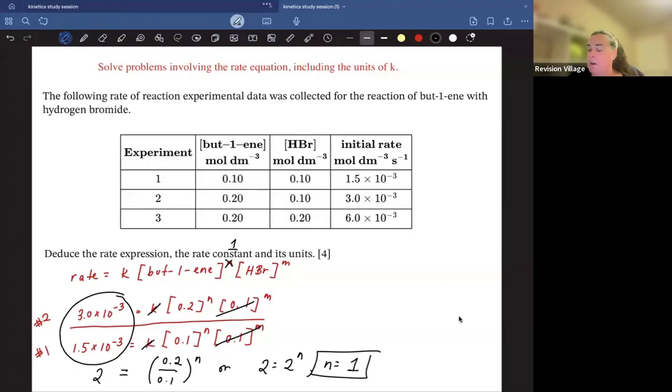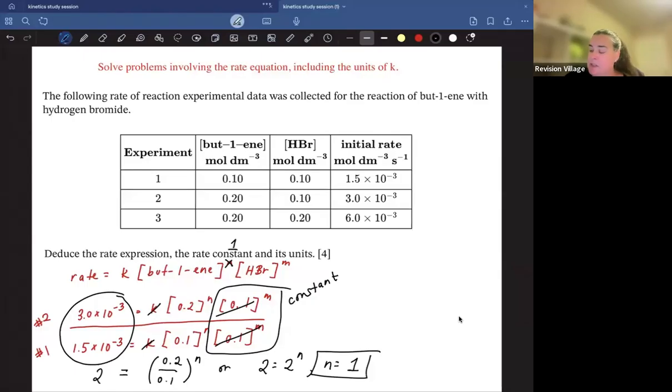So I figured out the order with respect to but1ene by doing this kind of complicated ratio using my definition of the rate law. So I call that the slow way. But what I noticed with the slow way is what it relies on is the fact that the concentration of one thing was constant, while the concentration of the thing I was interested in changed. So I compared how the thing I was interested in, in that case it was but1ene, changed with the rate.